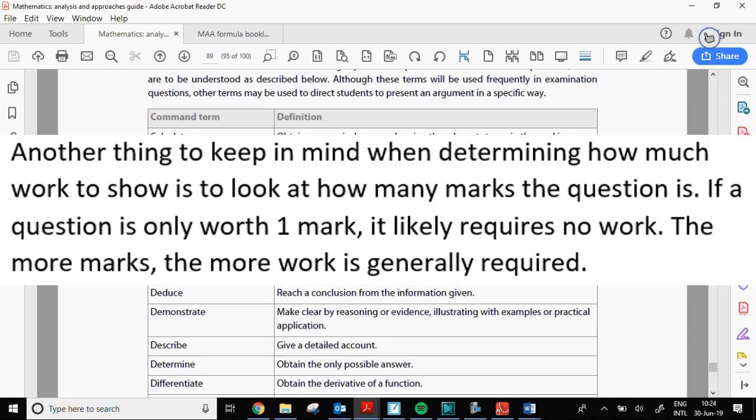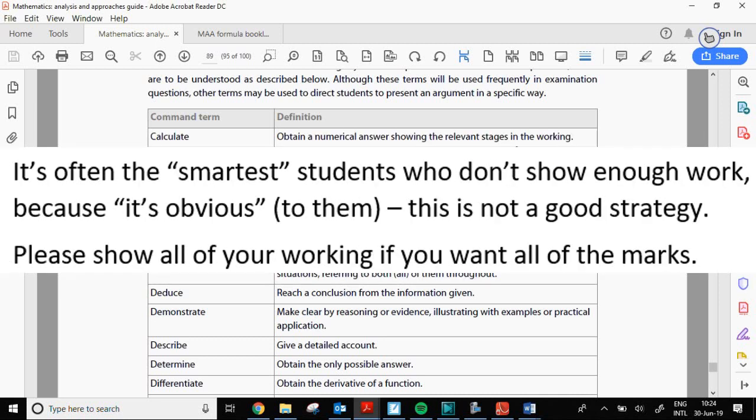Now, what are the relevant stages in the working? That's going to really depend on the question, so I can't answer that thoroughly here. But it might be doing some algebra. It might be sketching a graph or something like that. Something to let me know what your process was and that it wasn't cheating or guessing.